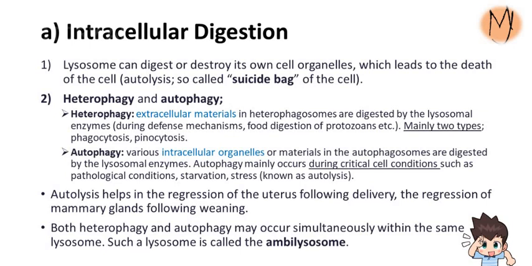In autophagy, various intracellular organelles or materials in the autophagosomes are digested by the lysosomal enzymes. Autophagy mainly occurs during critical cell conditions such as pathological conditions, starvation, and stress, also known as autolysis. Autolysis helps in the regression of the uterus following delivery and the regression of mammary glands following weaning. Both heterophagy and autophagy may occur simultaneously within the same lysosome. Such a lysosome is called an amphisome.